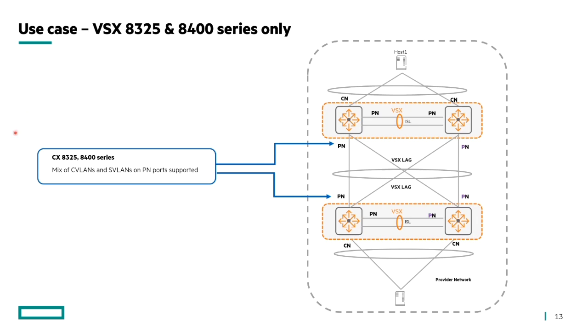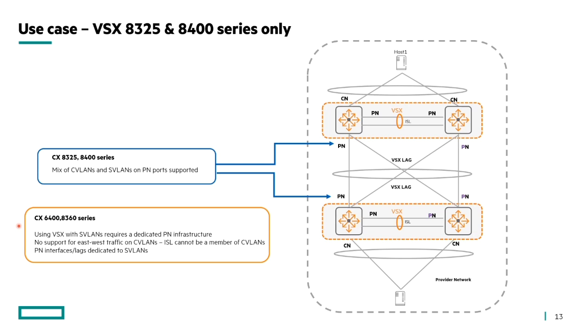Now do be mindful, the 6400 and the 8360 series still has base QinQ, and this caveat constraint still applies. The use of VSX with these platforms requires a dedicated PN infrastructure, and there's no support for east-west traffic for CVLANs on the ISL links. PN ports are dedicated for SVLANs only, so do be mindful of this constraint. It still applies to these platforms.